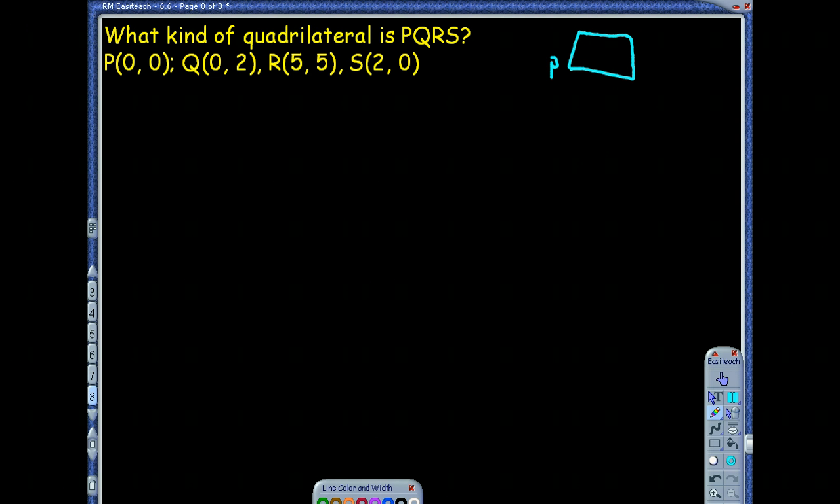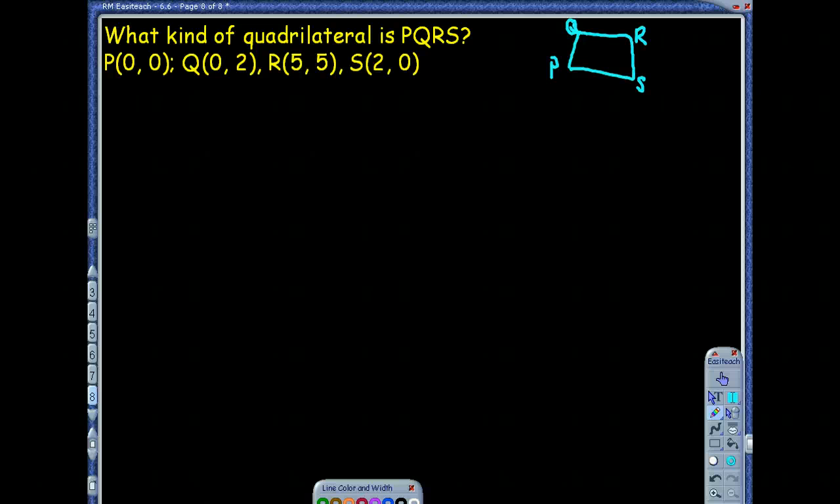Okay, so we are trying to decide what kind of quadrilateral. We don't even know if it's a parallelogram. So we could start the same way as we did on the last one. Decide if it's a parallelogram first, or if it's a trapezoid, or maybe a kite. Or you could find the distances of all four sides. Because that could also decide if it's a parallelogram, right? Because if opposite sides are congruent, then it's a parallelogram.